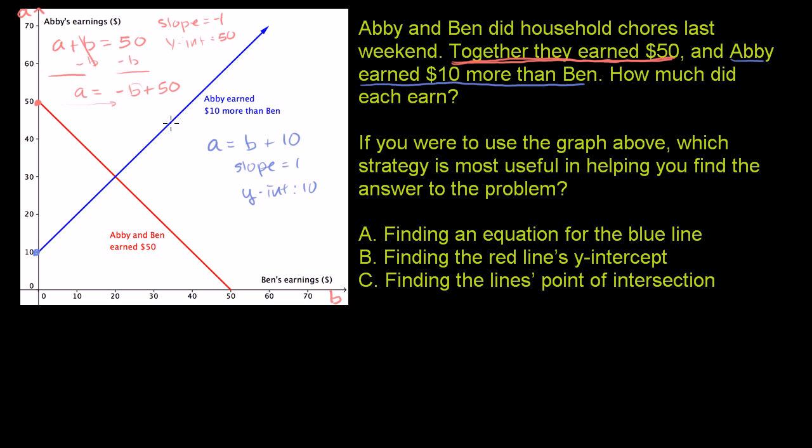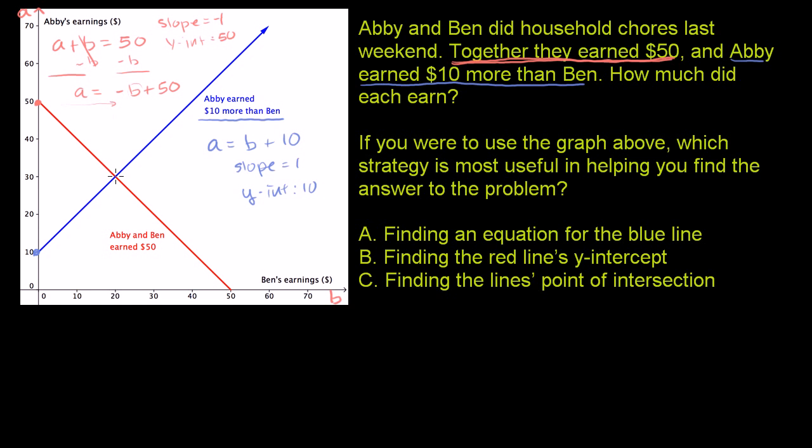So this blue line represents all of the possible combinations of Abby and Ben's earnings if you only had this constraint that Abby earned $10 more than Ben. If Ben earns $0, Abby earns 10. If Ben earns $10, Abby earns 20. If Ben earns $60, Abby earns 70. Now, we aren't dealing with only the blue constraint or only the red constraint. We're dealing with both of them. We know that both of them are true. So whatever earnings Abby and Ben made, they have to satisfy both constraints, or they have to sit on both of these lines.